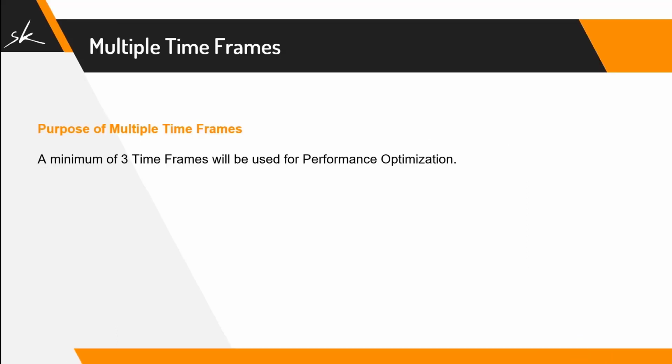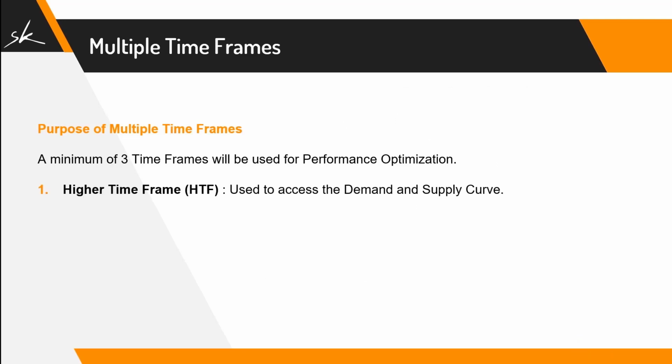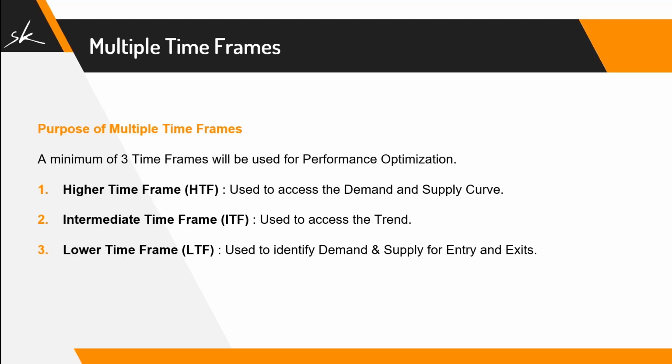A minimum of three time frames will be used for performance optimization. Higher time frame or the HTF. This time frame will be used to assess the demand and supply curve. Intermediate time frame or the ITF. This time frame will be used for trend analysis. Lower time frame or the LTF. This time frame will be used to identify demand and supply zones for entries and exits.